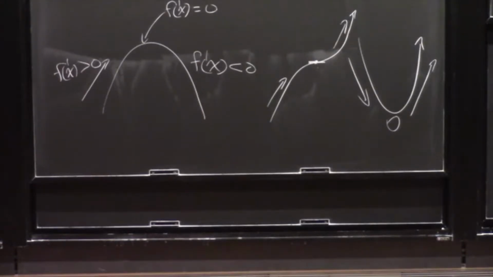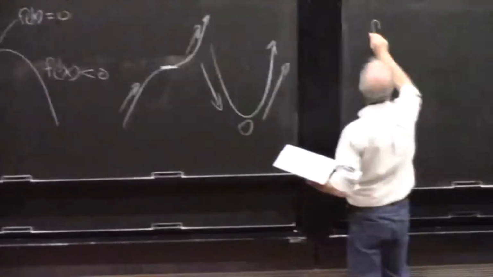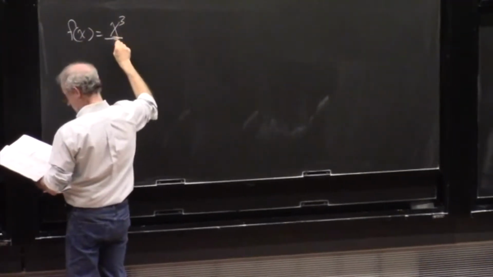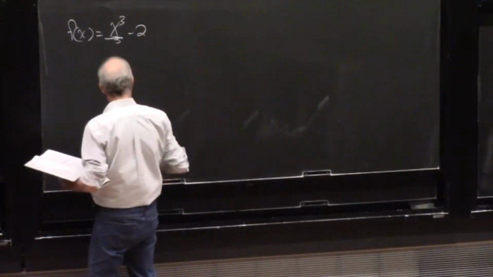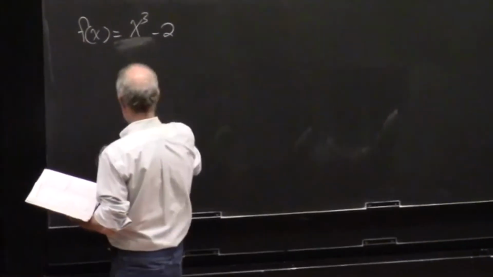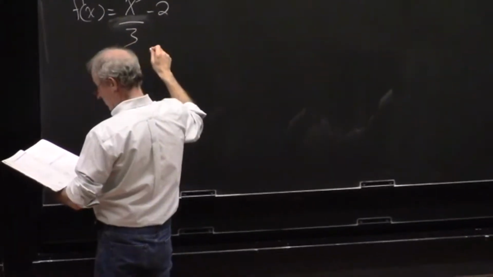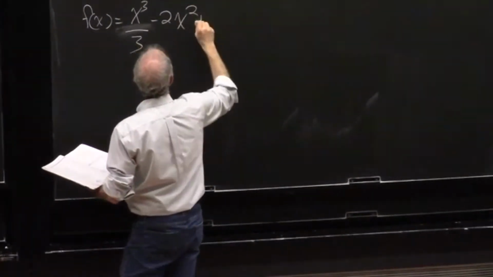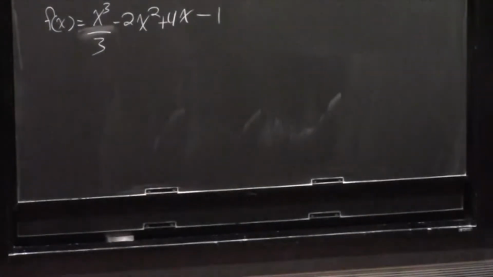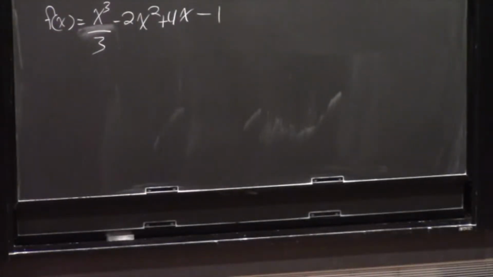So let's just do another example. Make sure everybody feels good about this. How about, we'll do it together. f of x equals x cubed over 3 minus 2x squared plus 4x minus 1. So we're going to find the relative extrema, meaning maxima and minima.